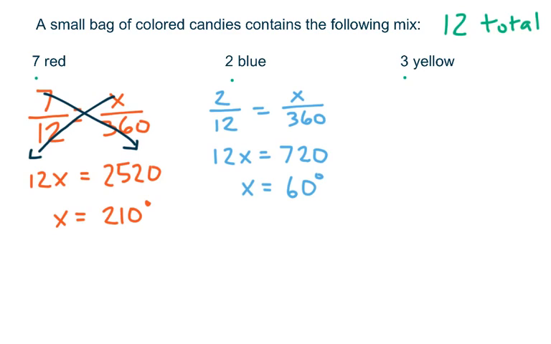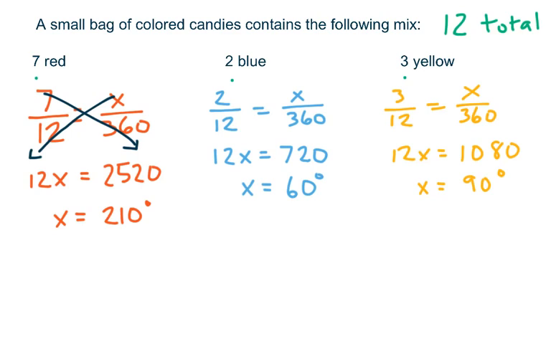And then finally, we'll do the exact same thing with yellow. 3 out of 12 candies were yellow. So how many out of 360 degrees am I going to give to yellow in my pie chart? We cross multiply and have 12x equals 3 times 360 is 1,080. Divide both sides by 12 and find out that yellow is going to be given 90 degrees when I make my pie chart. I think I can squeeze it in down here at the bottom, so let's do that so we can see all our work on one page.